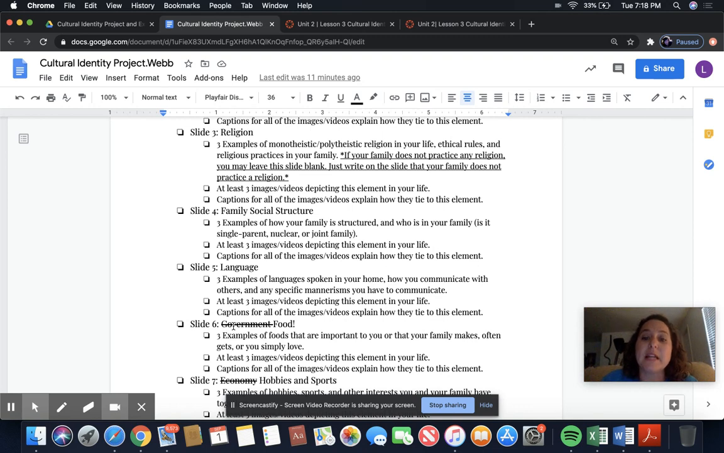If your family does not practice any religion, you may leave this slide blank. So make sure that you understand that if you and your family choose to not practice any religion, it's okay to leave this slide blank. If you have any questions about it, don't hesitate to reach out. Okay, guys?